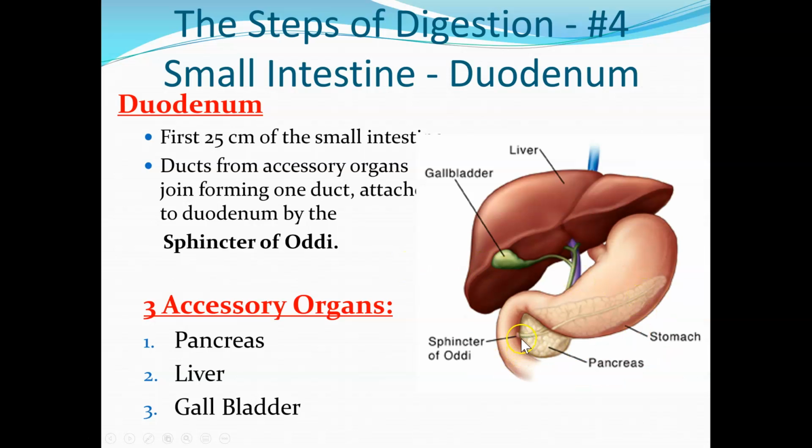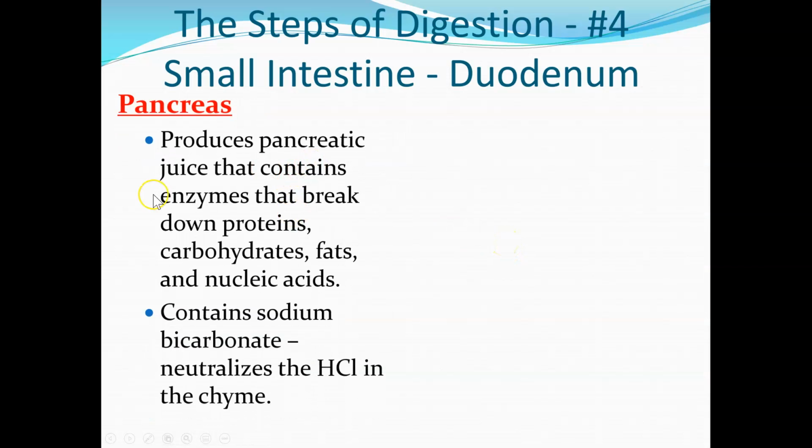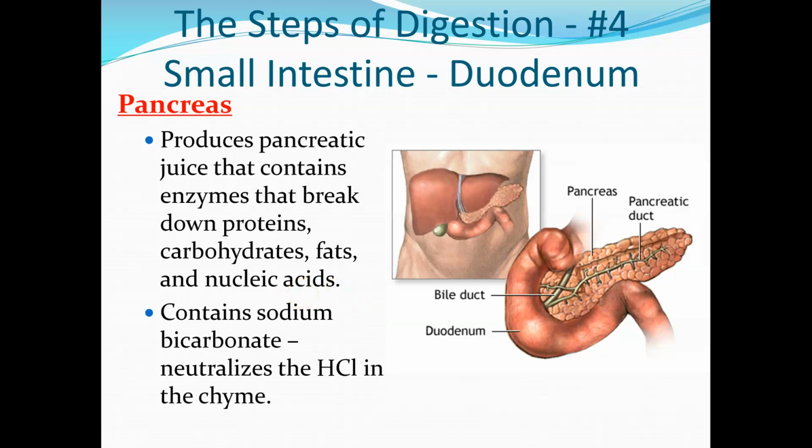Okay, you can see right here, this is the sphincter of Oddi. There's the gallbladder and the liver right here. The pancreas will produce pancreatic juice that contains enzymes that break down proteins, carbohydrates, fats, and nucleic acids. It contains sodium bicarbonate, which will eventually neutralize the hydrochloric acid in the chyme that enters the small intestine, because the small intestine is not going to be as acidic as the stomach.